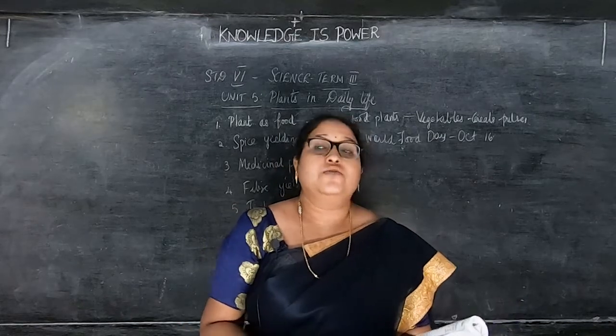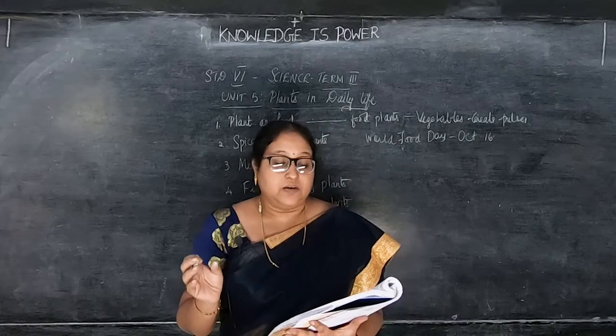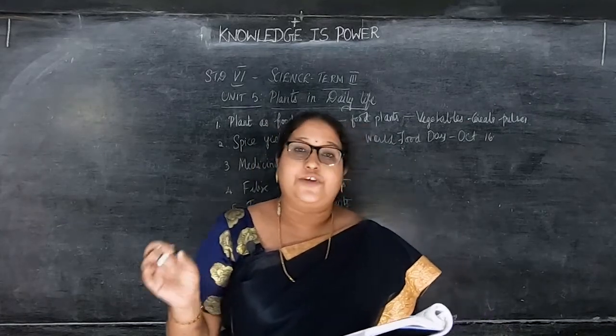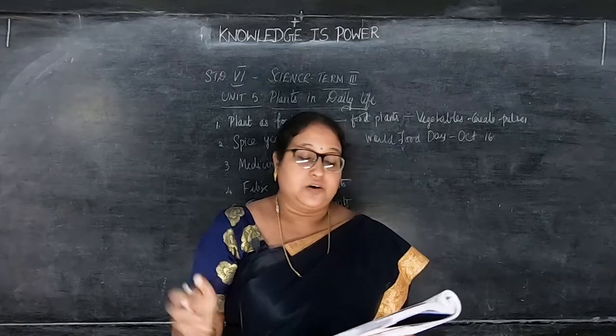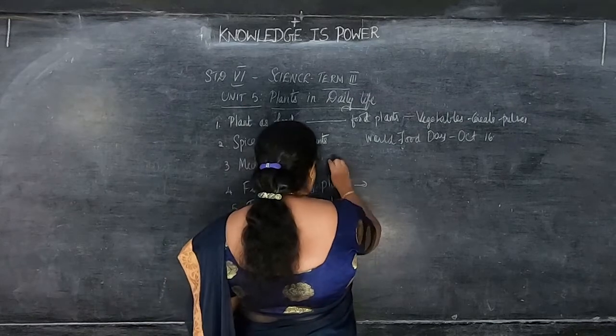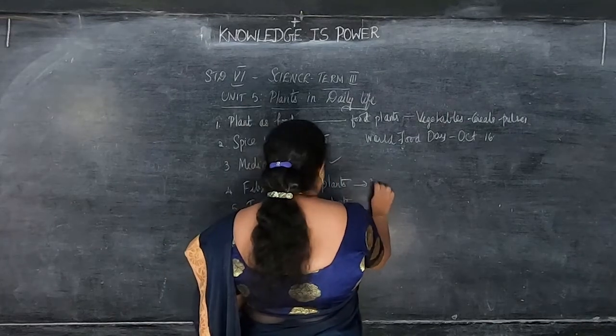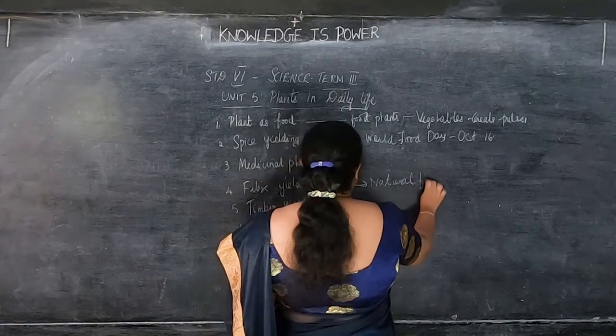Now we'll see the fiber yielding plants. Plants which give us fiber for our uses are called fiber yielding plants, and these fibers are called natural fibers. Medicinal plants we finish. Then fiber yielding plants is otherwise called the natural fibers.